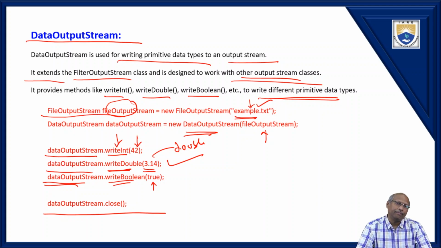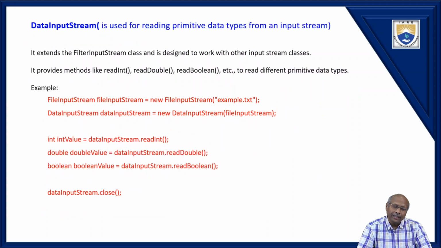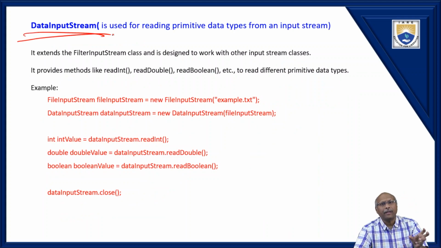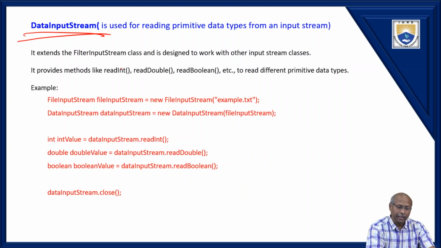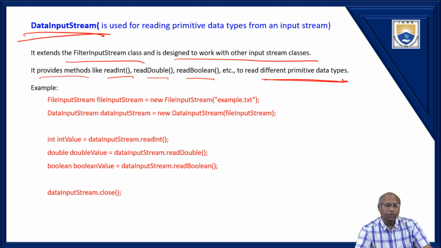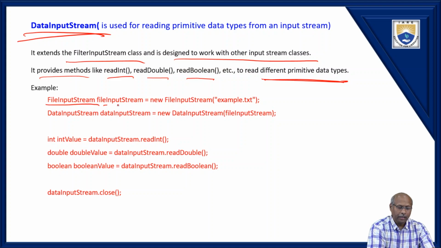Similarly, if you want to read, then you can use DataInputStream. InputStream is meant for reading. What do you read? The primitive data. It extends FilterInputStream and is designed to work with InputStream classes. It provides methods like readInt, readDouble, readBoolean, etc. So you can read the different types of primitive data from the file. The FileInputStream, new FileInputStream, example.txt.